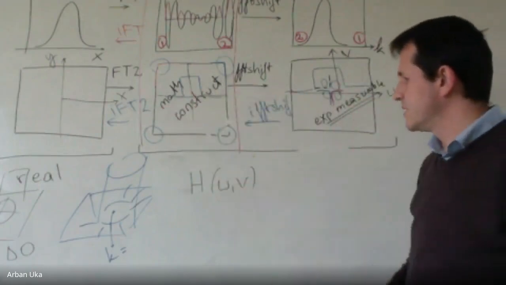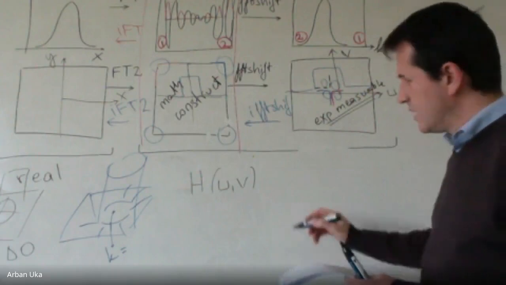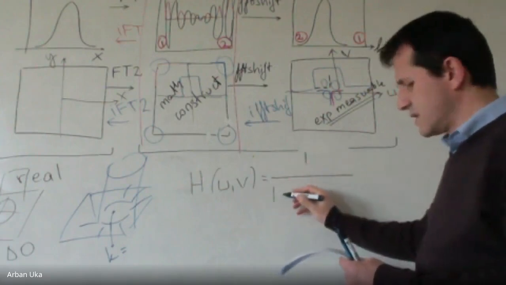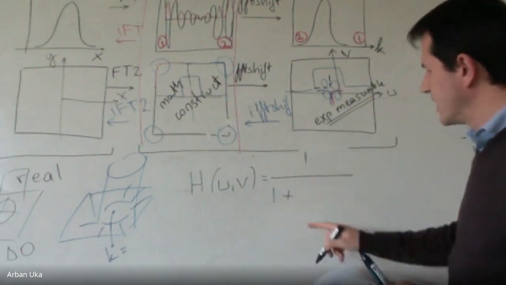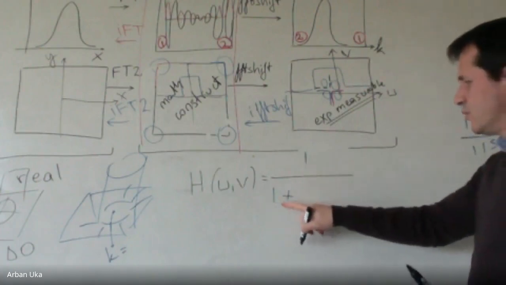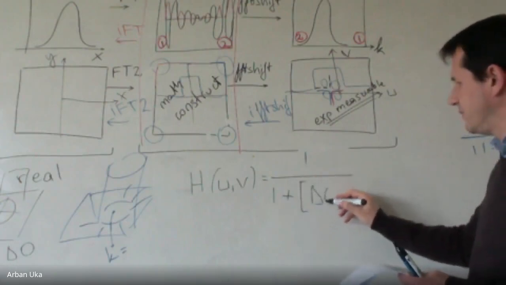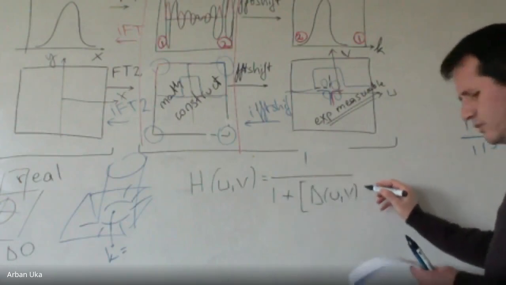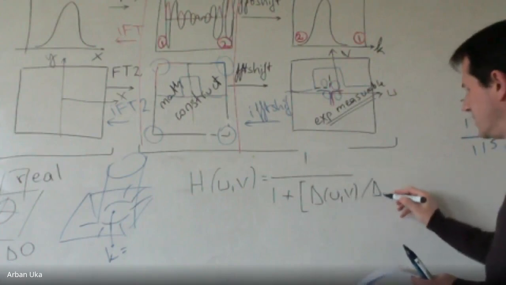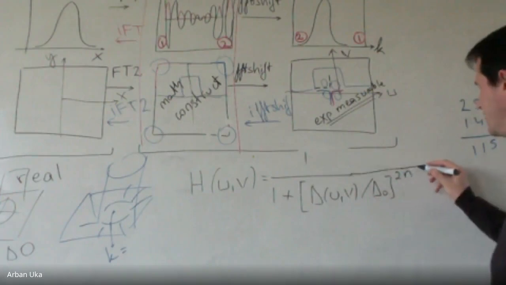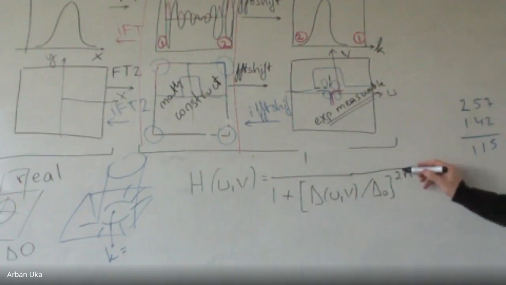So now, this H, which depends on u and v, is going to be equal to 1 over a large denominator. And this large denominator, so that we don't have a division by 0, we have a term which is 1 plus D(u,v) divided by D0, to the power 2n. Now, this p value that we change in the code is this n actually.